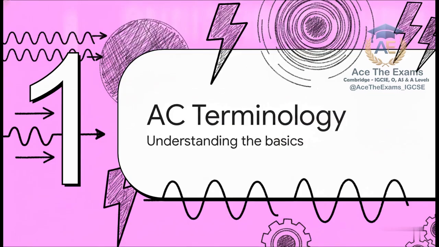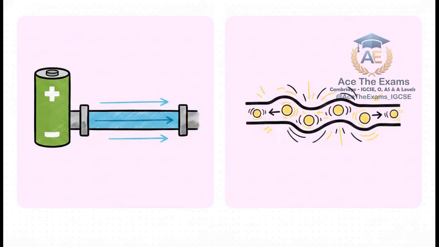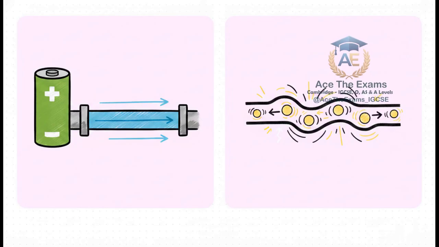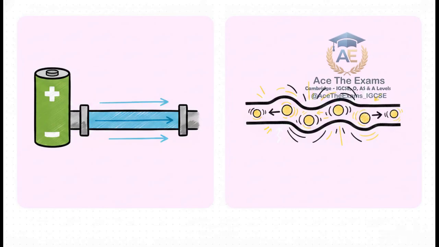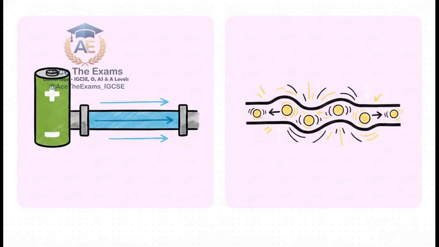Let's see how this applies to our first physics concept. Up to this point in your 0625 or 9702 physics journey, you spent a massive amount of time with direct current, or DC. Think of DC from a battery as a steady, unchanging flow of water moving in exactly one direction. It is reliable. It is flat.